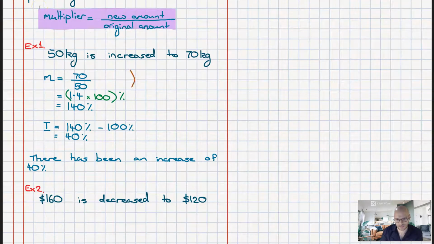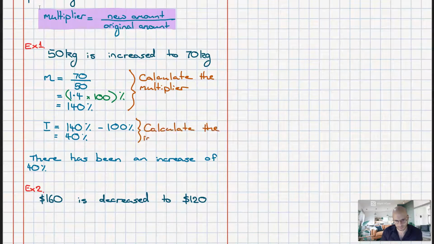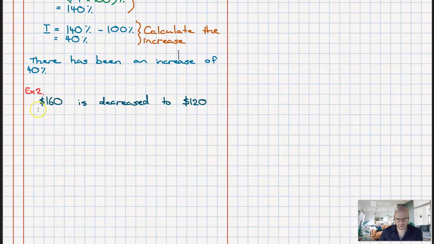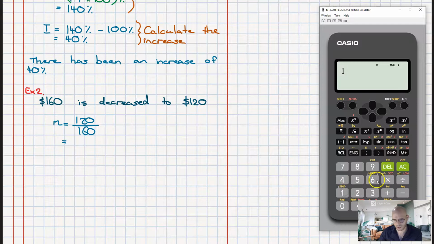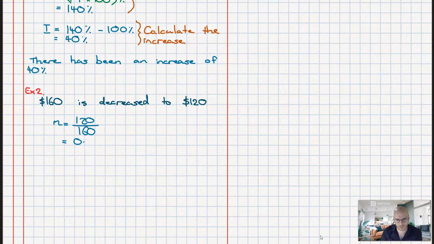So the first step is calculate the multiplier, and the second step is to calculate the increase. Now next we have example 2: $160 is decreased to $120. Our first step is to calculate the multiplier. Our original amount is 160, so that goes on the bottom, and our new amount is 120. We bring up our calculator and put in 120 divided by 160, and it gives us a value that's less than 1, 0.75. That already shows us we're seeing a decrease.